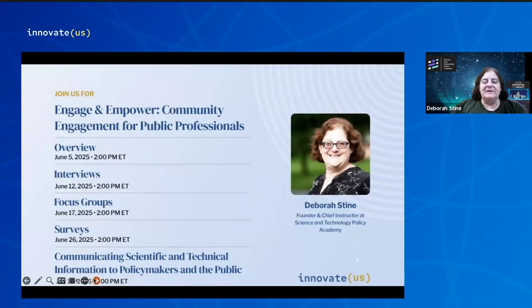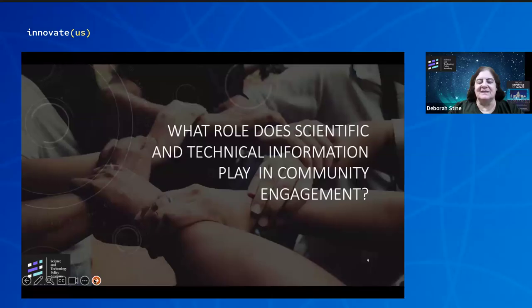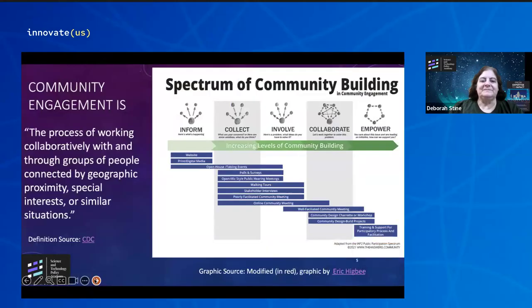I have put in the chat anything where you have some sort of scientific or technical communication challenge. Hopefully we'll have time to talk about some of those at the end of the session. So we're going to talk about the role of scientific and technical information, why it's important, some tips on how to do it, and go through some resources and case studies.